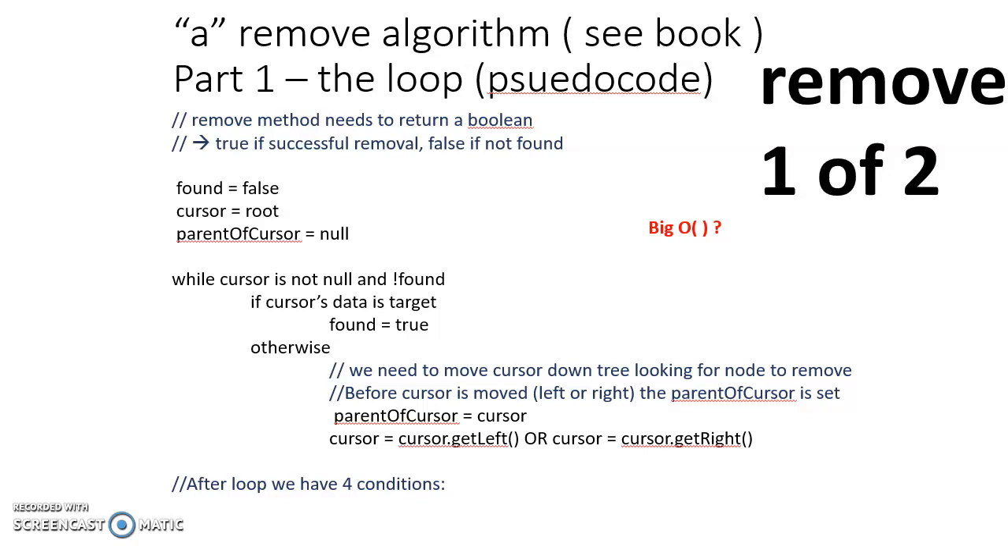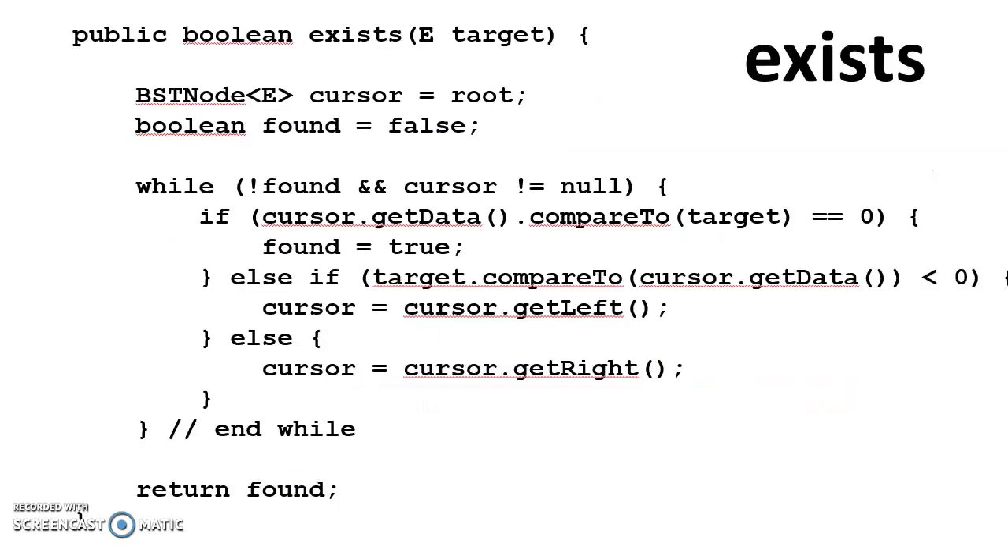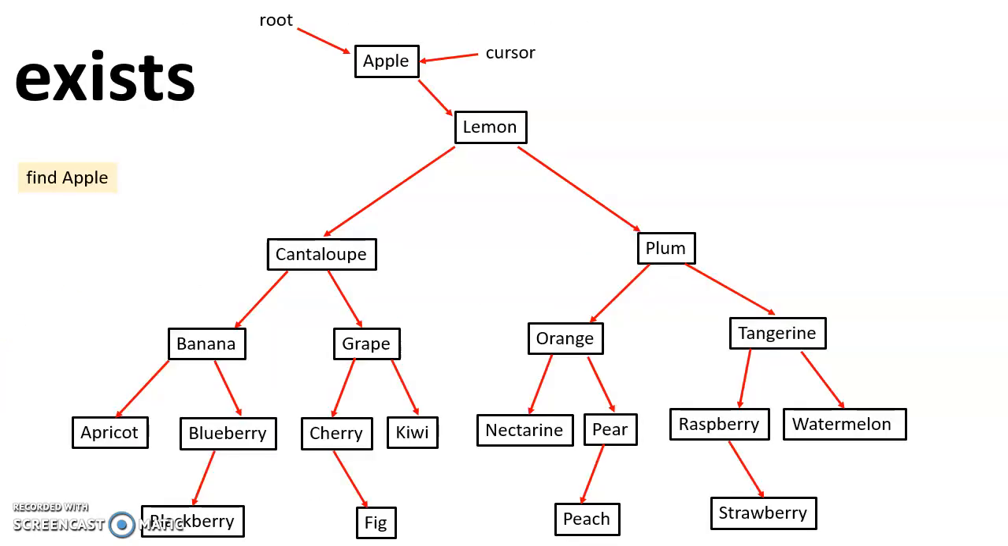One of the things you should take a look at is a video I created on the exists method. It's another video, part one exists, where I go through the algorithm for moving the cursor down the tree to find what we're looking for. It went through looking for apple, looking for raspberry, and searching for cantaloupe.